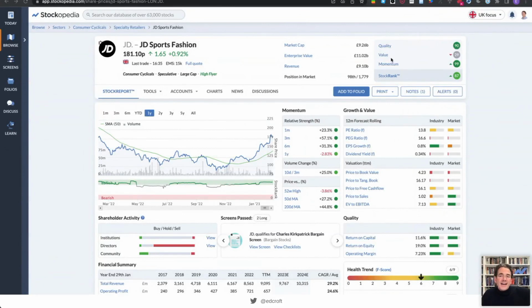Now, the value rank will be based on statements as well as the price, because it's price against the P/E ratio, the price to book ratio. They're often based on accounting measures. So if the price rallies, like you see here for JD, the value rank's gone down because the price has rocketed and the momentum rank goes up. So they kind of act as a counterweight to each other, the momentum and value ranks.